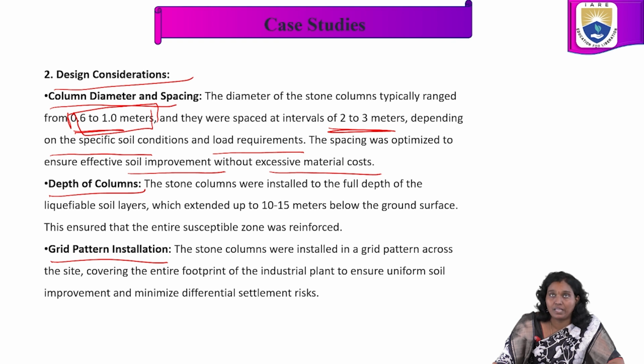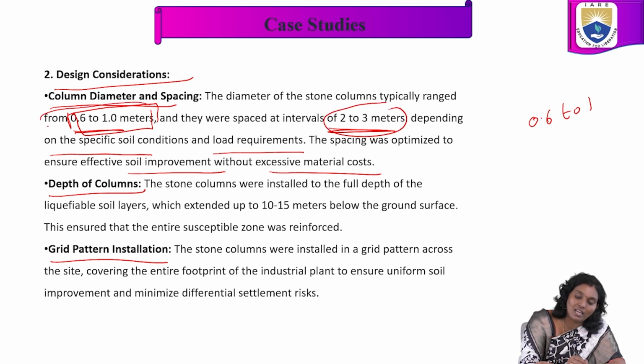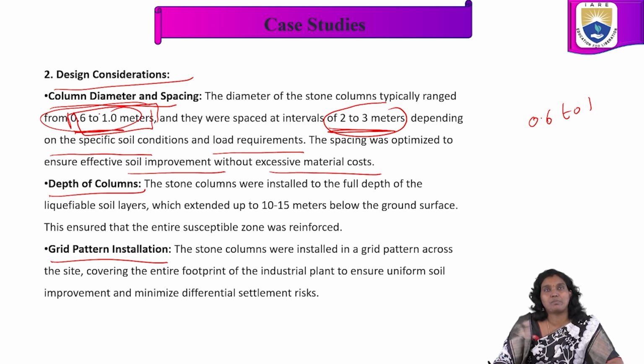Column diameter and spacing. The diameter of the stone column typically ranged between 0.6 to 1 meter. They were spaced at intervals of 2 to 3 meters depending on the specific soil conditions. How much the interval is, and the typical range, depends upon the specific soil conditions and their load requirements. The spacing was optimized to ensure effective soil improvement without excessive material cost.